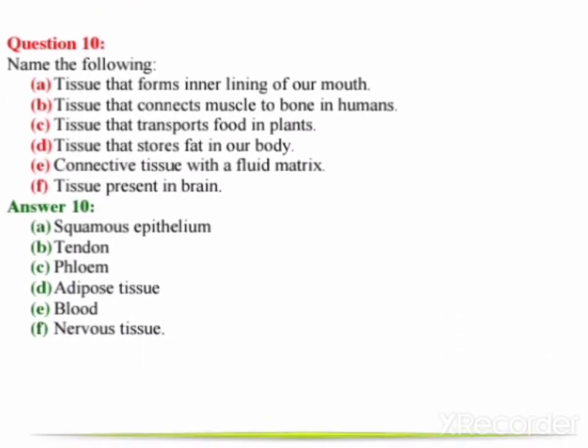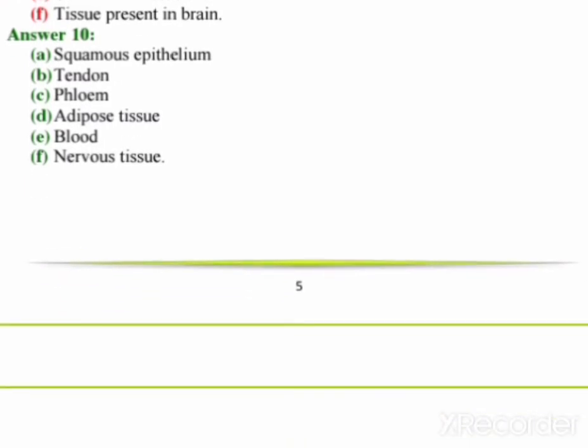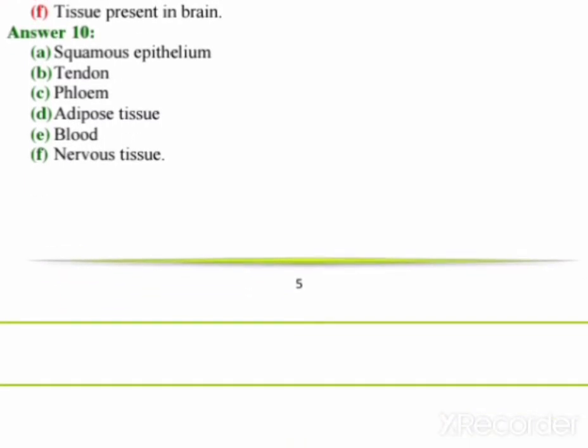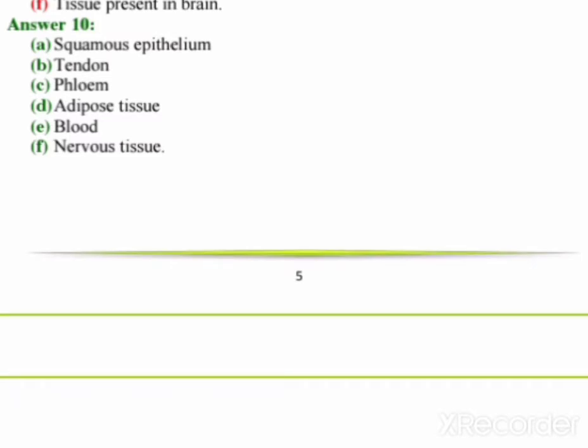Now 10th question, name the following tissue that forms the inner lining of our mouth. You all know the lining of all parts of the body is made with the help of epithelial tissue, and here the inner lining means it is only a single layer. So here which one comes? Squamous epithelial tissue. Okay, so the tissue that connects muscle to bone: you all know muscle to bone is tendon, and bone to bone is ligament. So tendon is the example of the tissue which connects muscle to bone in humans.